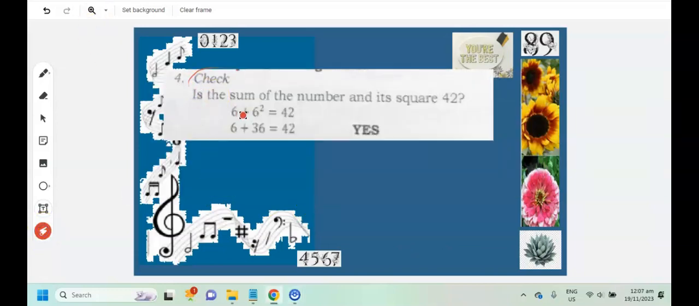And finally, let's check. Is 6 the correct answer? So we ask the question, is the sum of the number and the square 42? Our answer is 6, and the square of 6 is 36. And 6 plus 36 is indeed 42. Hence, makaingon ta that the sum of the discovered number, which is 6, and its square is 42. And again, that positive integer is number 6.